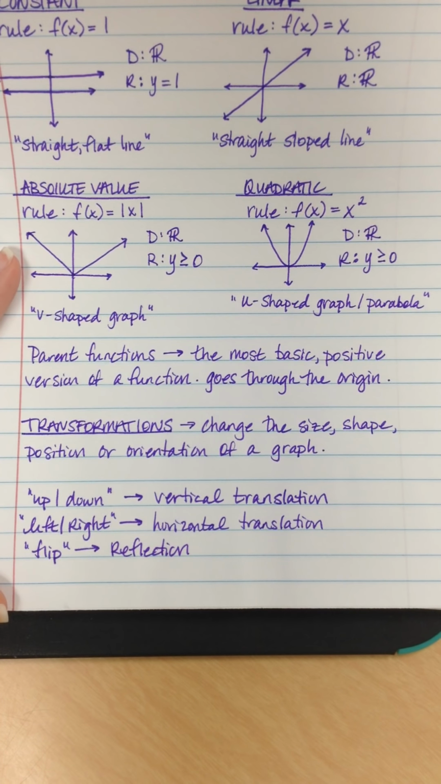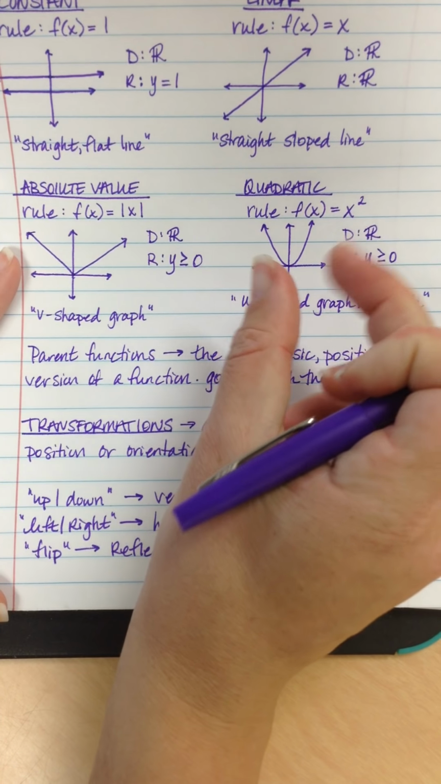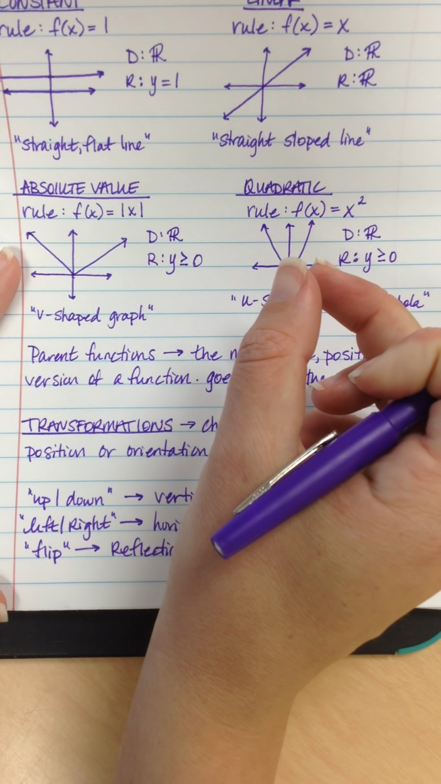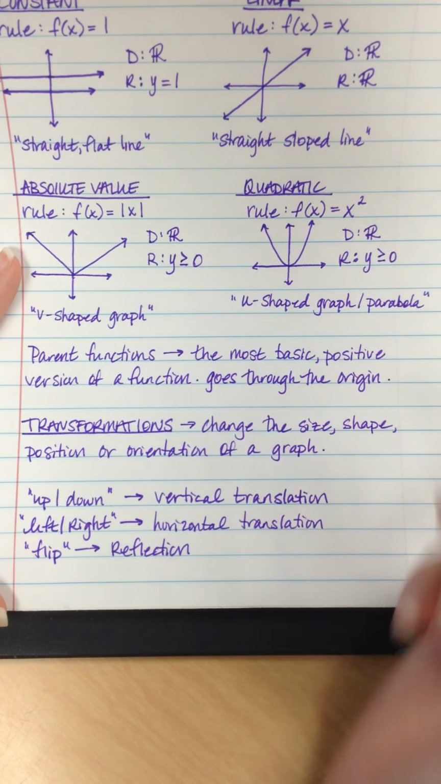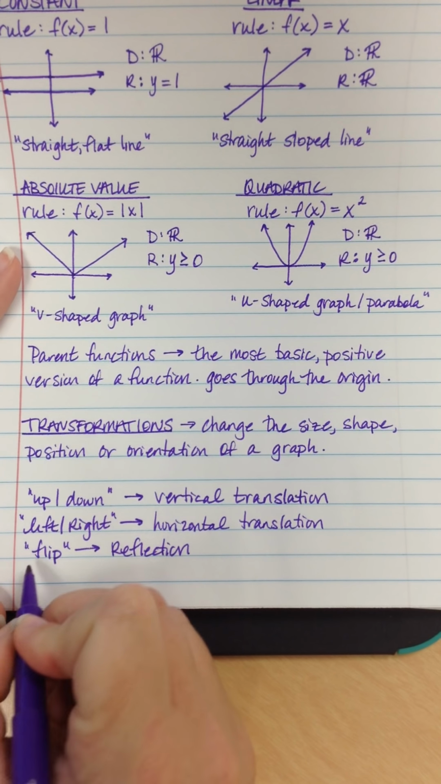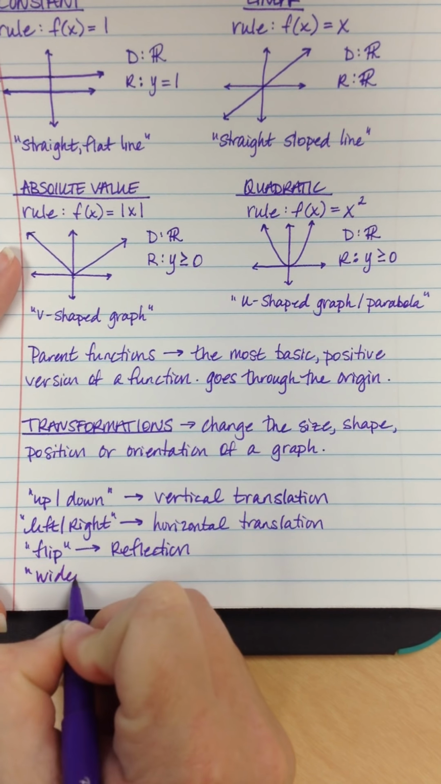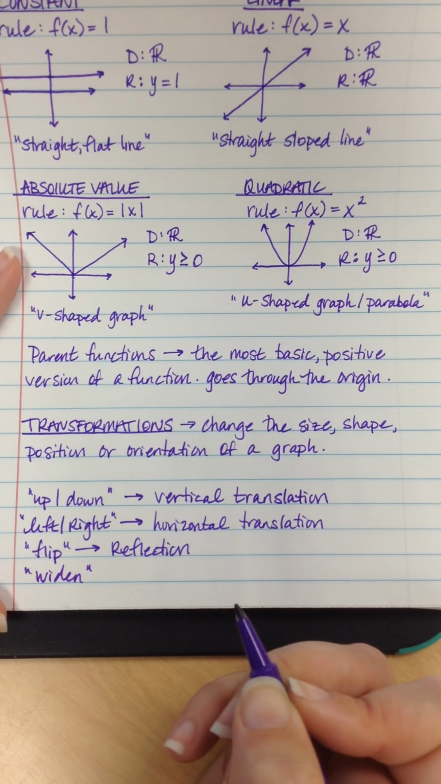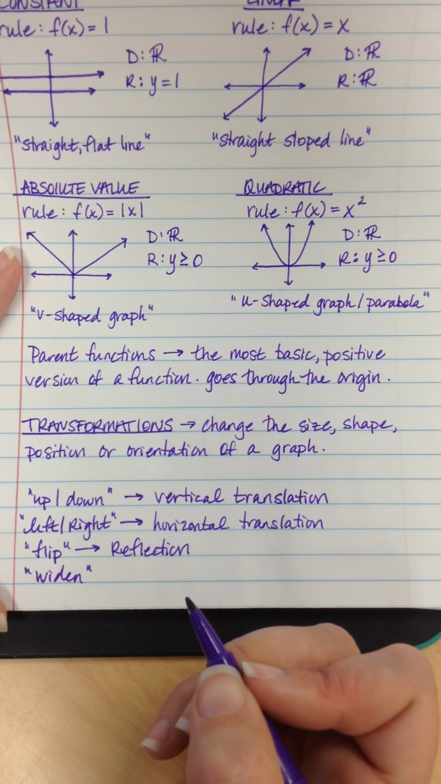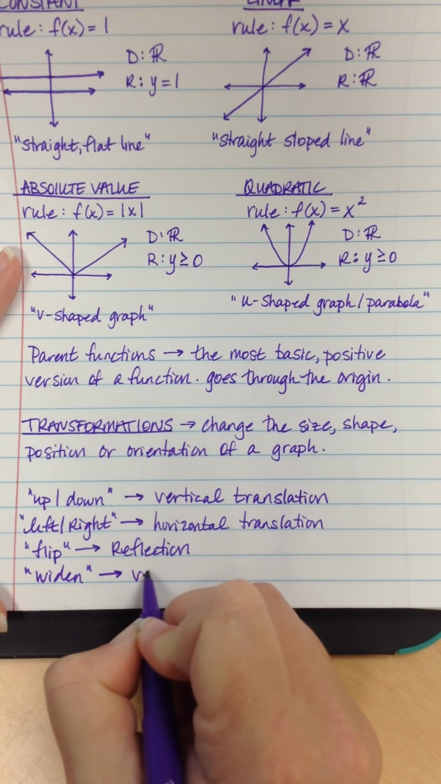We can also make this graph wider, or we can shrink it and make it more narrow. If we do that, we have what's called a vertical shrink or a vertical stretch, and these things make it wider and or more narrow. So if we're going to widen the graph, we can have what is called a vertical shrink.